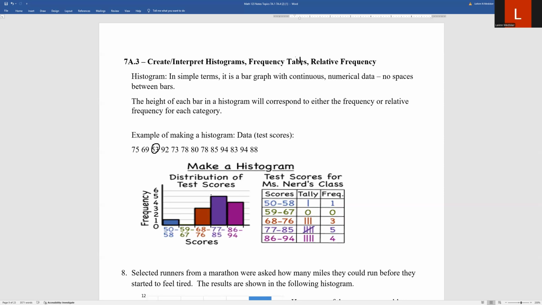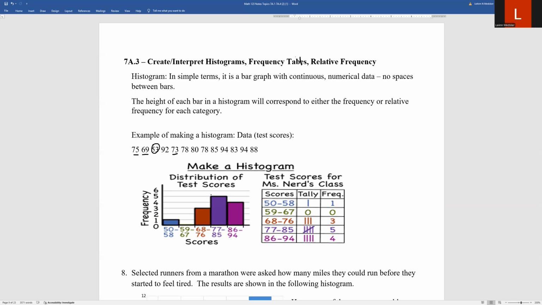Whereas 59 to 67, I'll do that one too. 59 to 67, there are none, okay? So I won't do that one. Let's do 68 to 76. So 68 to 76, 68 to 76, 68 to 76. So there are 3. So 1, 2, 3, and that's how they got this as well. So notice that's how you'd start.